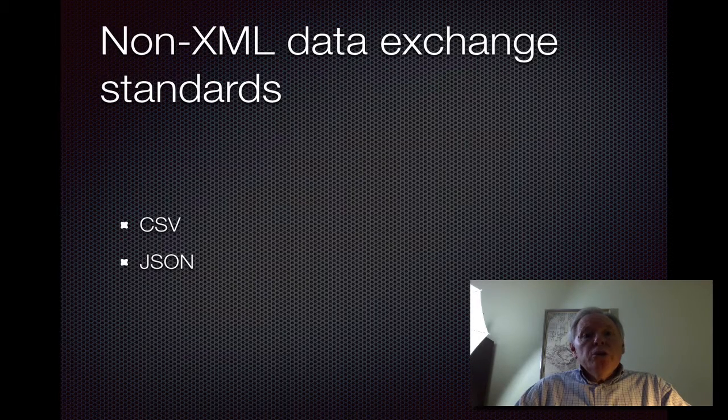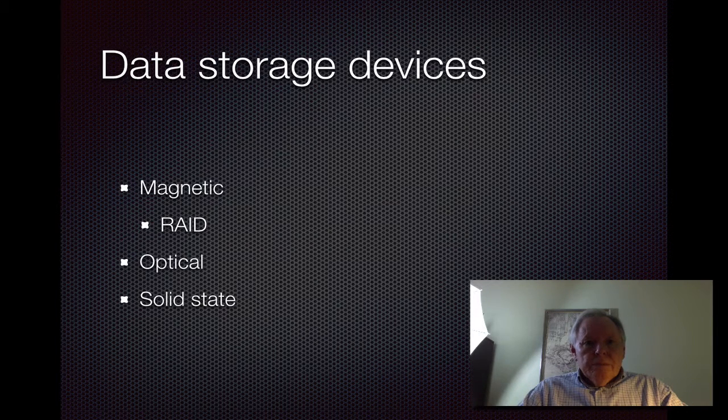This chapter also introduces two non-XML data exchange standards, CSV, or comma separated values. This method is frequently used when you export a spreadsheet and want to import it into another application, such as R, the statistics package. Another technique is JSON, JavaScript Object Notation. This is a lightweight format that's often used for data exchange when people are creating websites.